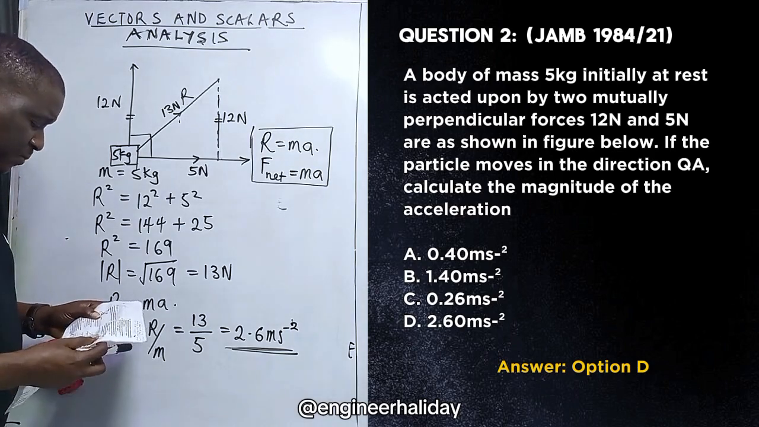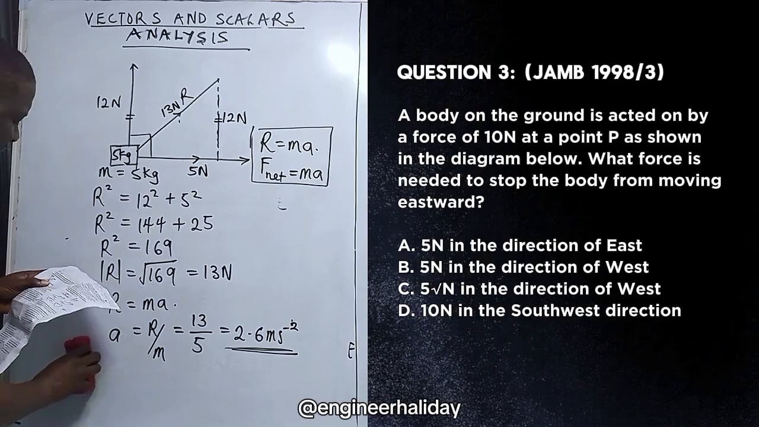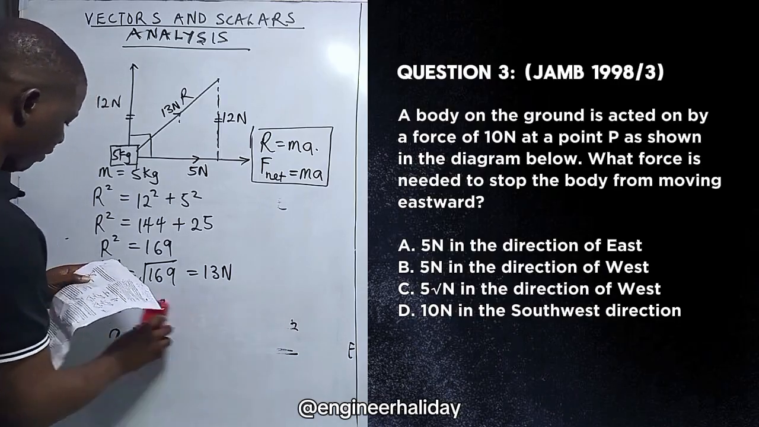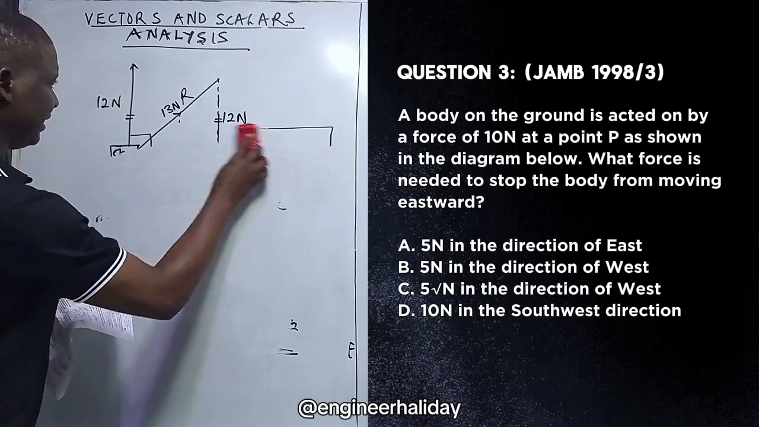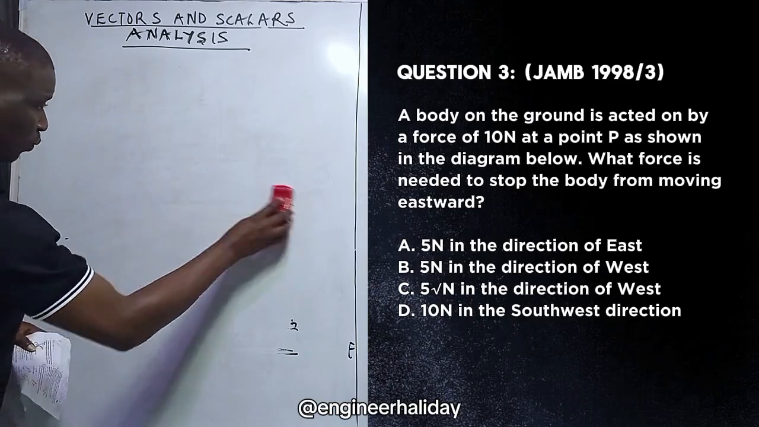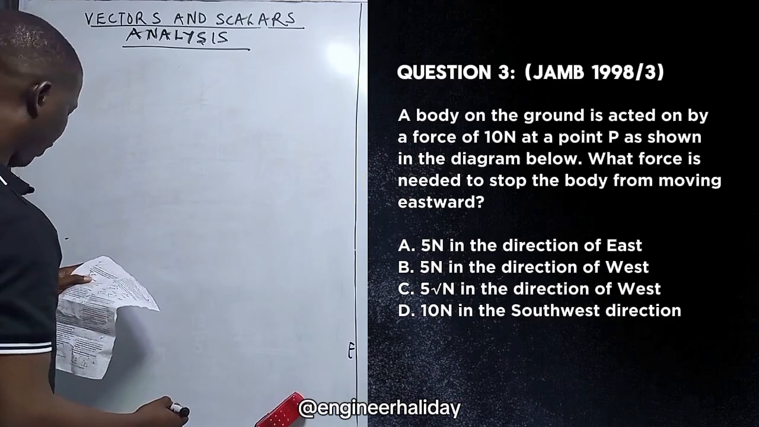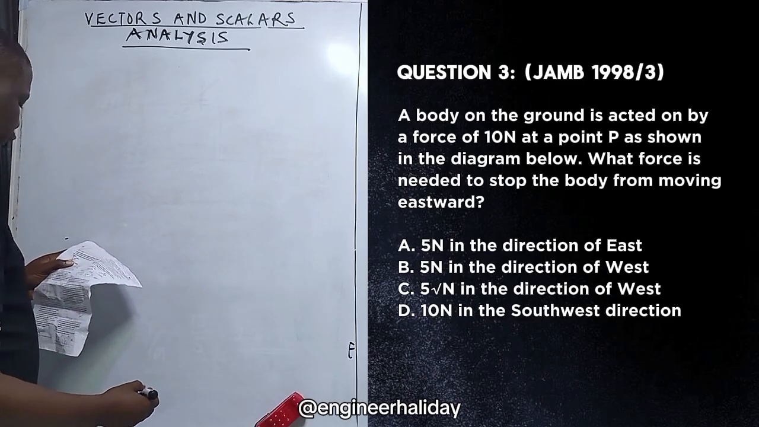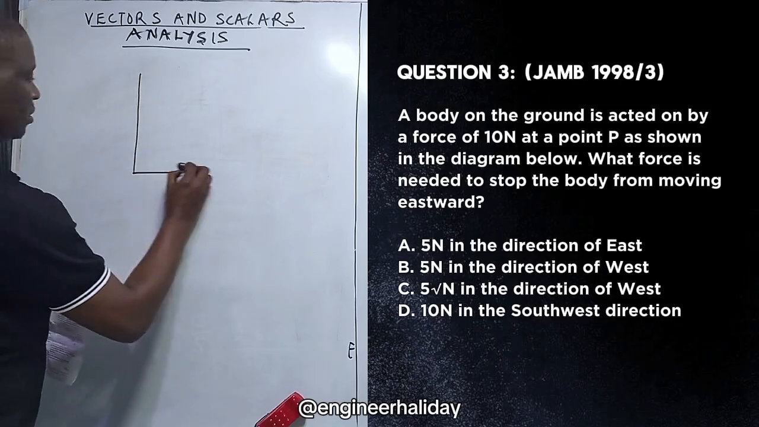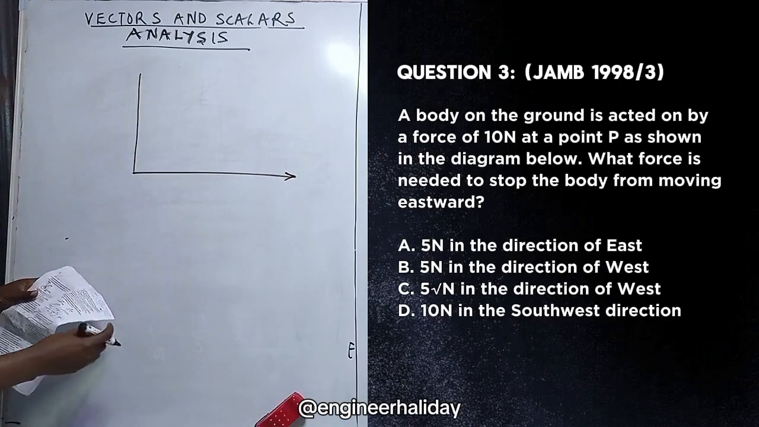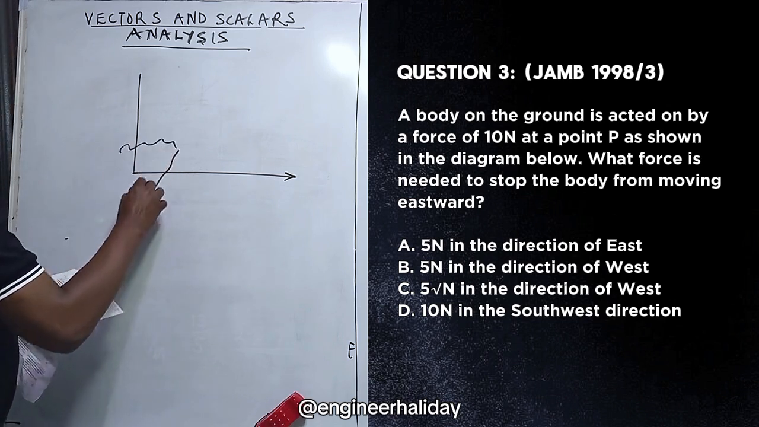Now you go to number 3. You have 7 questions to solve in this part. A body on the ground is acted upon by a force of 10 Newton at a point P as shown in the diagram below. What force is needed to stop the body from moving eastward? Now we have a diagram. This is a rough sketch. This question is of 1998, number 3.